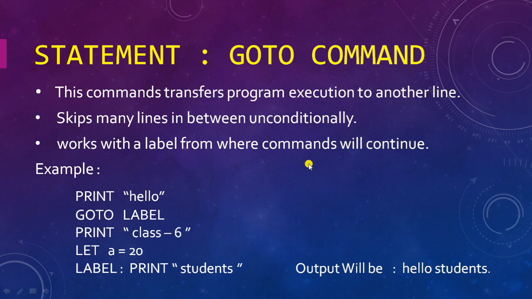It's a very interesting one. It is used for unconditional jump. Unconditional jump means, suppose we have 5 lines of program. The program control will start from the first line, then the second line, then the third line, then the fourth line, and the fifth line. It will go in order.